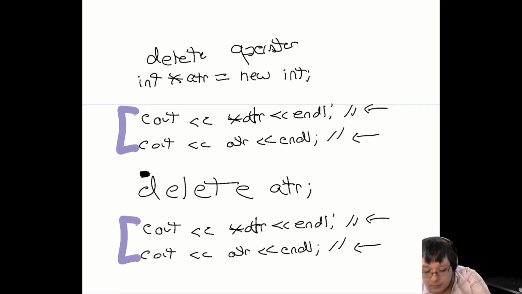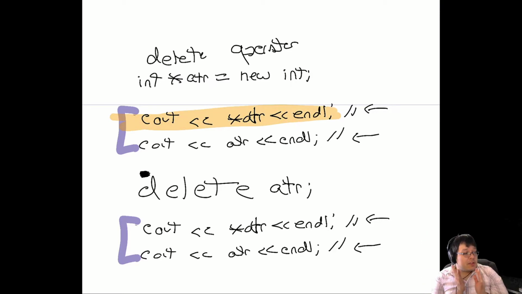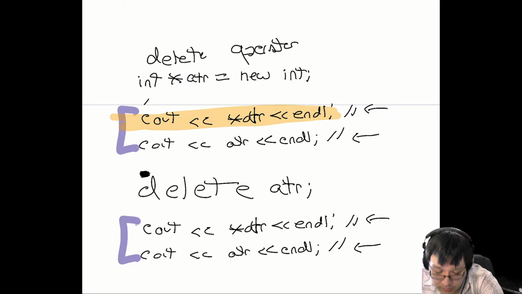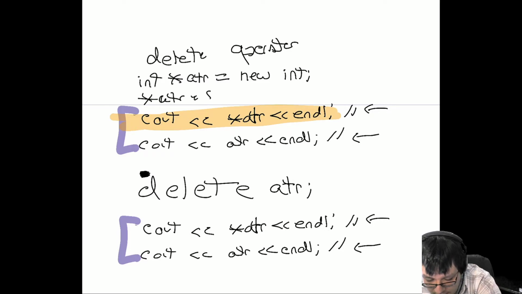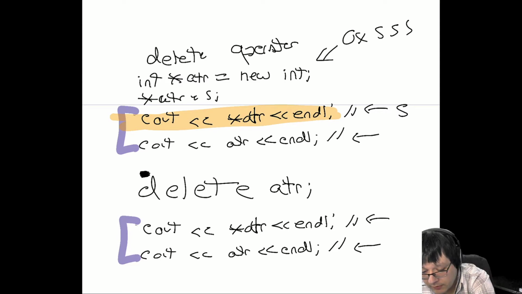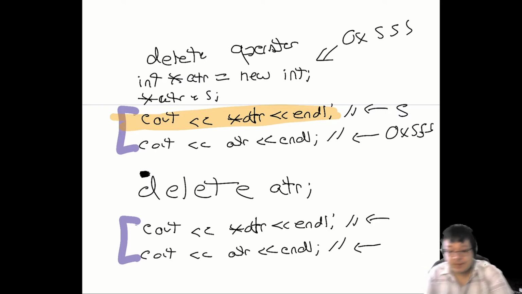The first one, the one in orange, prints out the contents of what you stored in there. Of course, we never actually stored anything in there, but if we go ahead and store something, let's do *ptr gets 5, then this would print out 5. The second line of code would actually print out the address that we got from new int. So if new int happens to be stored at address 555, then this will actually get 555 printed.